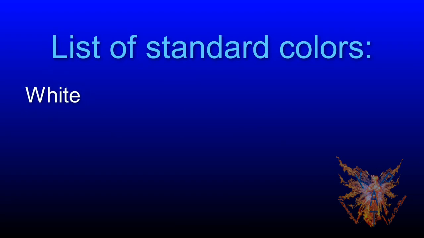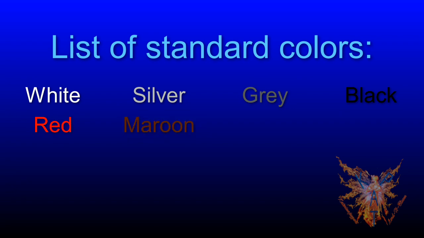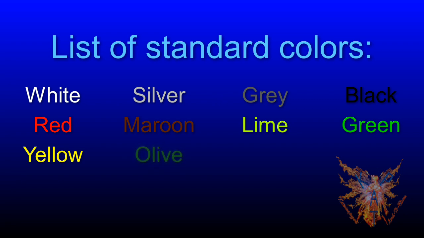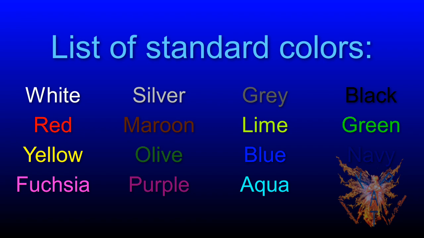White, for white. Silver, for light gray. Gray, for medium gray. Black, for black. Red, for red. Maroon, for maroon brown. Lime, for light green. Green, for green. Yellow, for yellow. Olive, for olive green. Blue, for medium blue. Navy, for dark blue. Fuchsia, for fuchsia pink. Purple, for purple. Aqua, for light blue. And teal, for a blue-green.